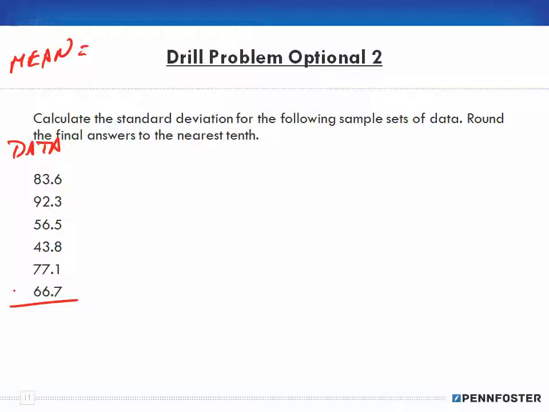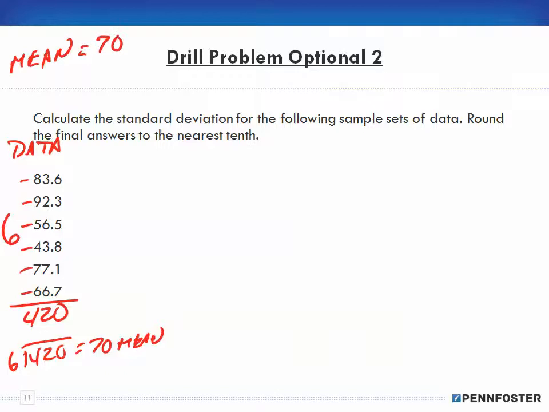And let's see here, so I get 83.6 plus 92.3 plus 56.5 plus 43.8 plus 77.1 plus 66.7, and that totals 420. And I have 1, 2, 3, 4, 5, I have 6 points of data. So I divide the 420 by 6, and I get 70 as my mean.